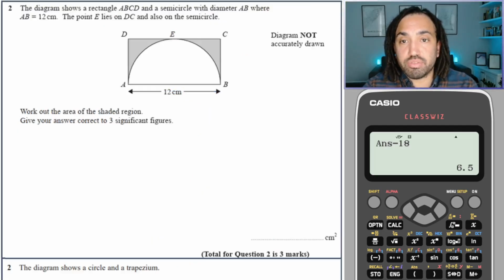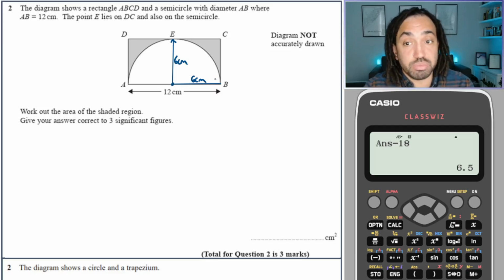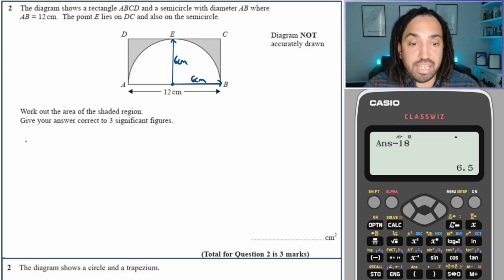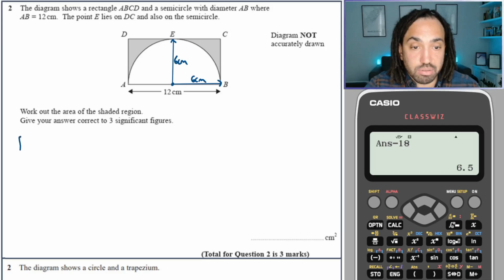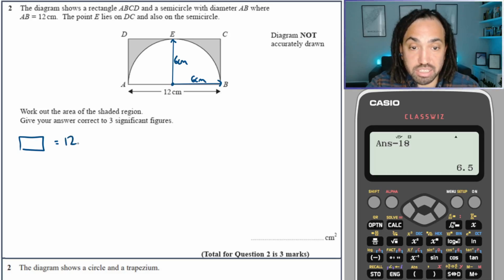Okay, next question, and we've got a semicircle and we've got the diameter. Okay, so if we know the diameter, it means we also know the radius, which is obviously half the diameter. Because it's a semicircle, that radius will be the same all the way around. So I can draw a straight line up, and that will also be 6. So that means I can get the area of the rectangle. Because the area of the rectangle is just going to be 12 is the base, times by 6 is the height. So that's 72 centimeters squared, of course.